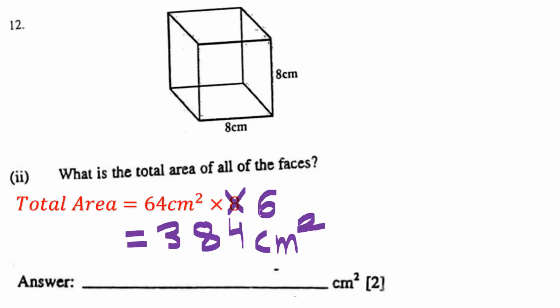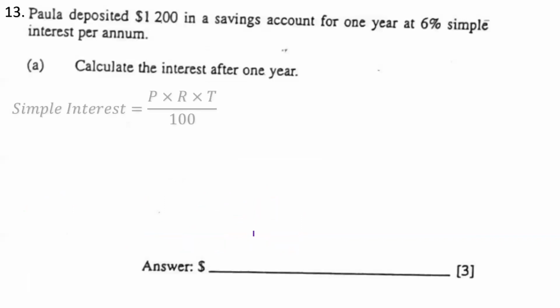So I made a mistake on the slide. So it's supposed to be 384. So the answer 512 is not right. It is 384. Okay. So the answer here is 384 centimeters squared.